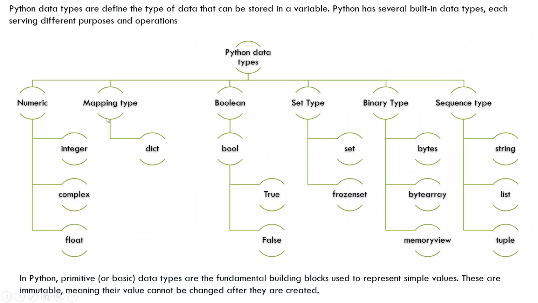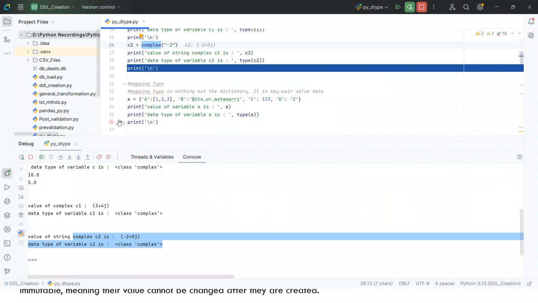Now coming to mapping type. Mapping type contains the dict object or dict data type. Dict data type is nothing but the dictionary. Dictionary means key pair value. Key is constant, like key should not be duplicate. Value can be duplicate, but key should not be duplicate. Okay, now we will see.